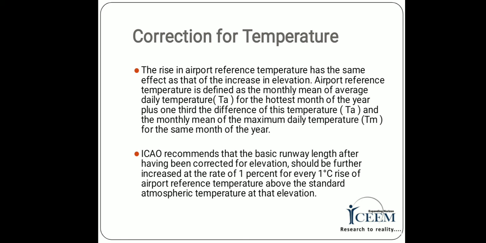Next is correction for temperature. The rise in airport reference temperature has the same effect as that of the increase in elevation. Airport reference temperature is defined as the monthly mean of average daily temperature, that is Ta, for the hottest month of the year, plus one third the difference of this temperature and the monthly mean of the maximum daily temperature, that is Tm, for the same month of the year.